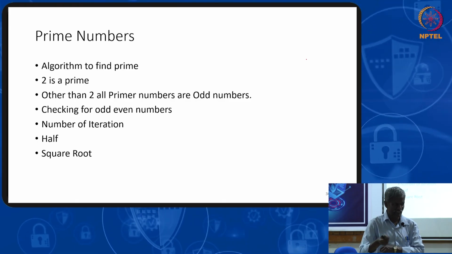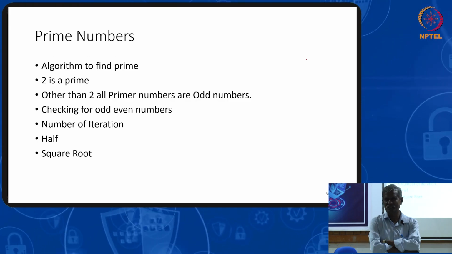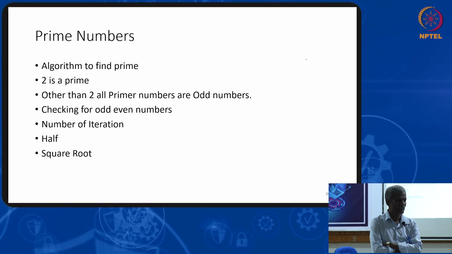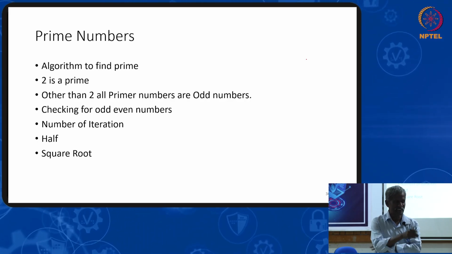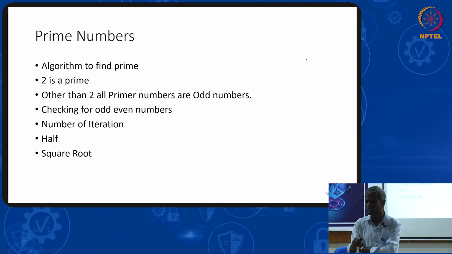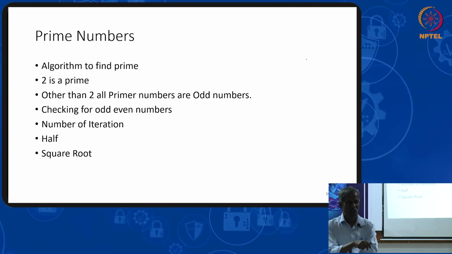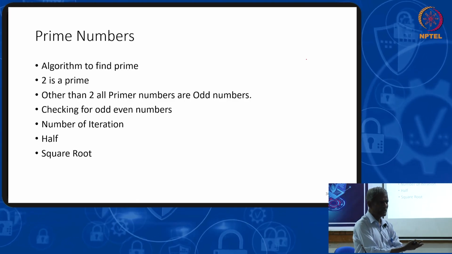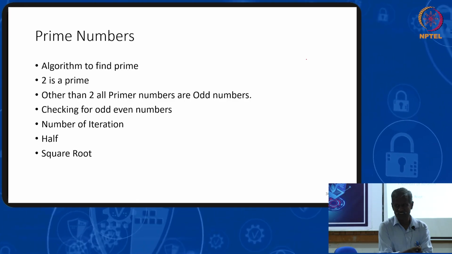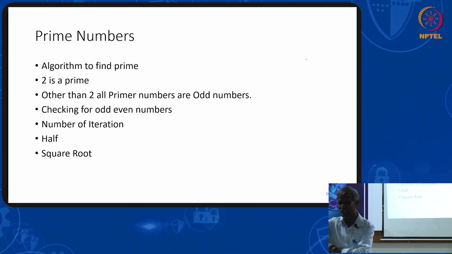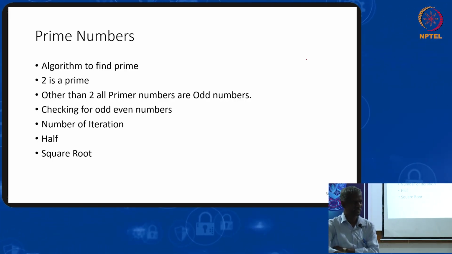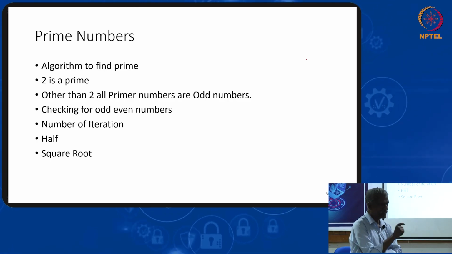Suppose there is a number 11, up to what numbers will you try? Up to 5 it will be sufficient. Why it is sufficient is 11 divided by 2 will be around 5.5. So up to 5 it will be okay. That is one algorithm. And the best algorithm will be up to the square root of that number. If you try, that is sufficient. For example, what is the square root of 100?